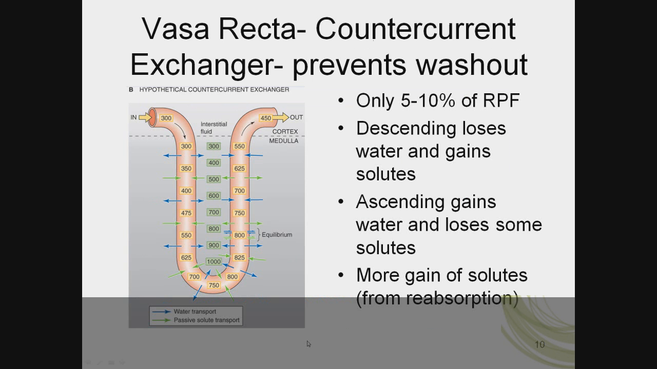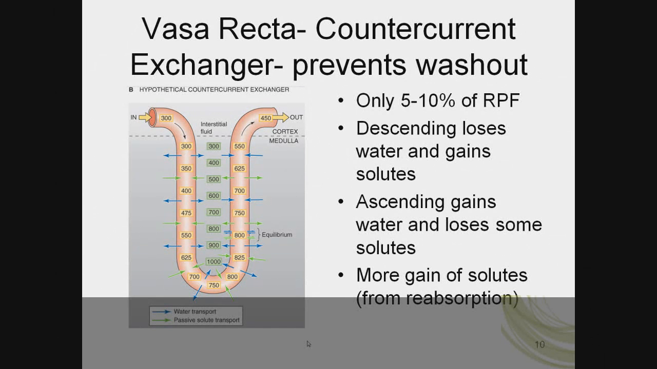The vasa recta, that stands for straight vessels. These are called your countercurrent exchanger vessels. These vessels are found along the very long juxtamedullary nephrons, the very nephrons that we have very few of. These vasa recta will collect the remaining salt and water that the collecting ducts and medullary ducts retain in the interstitial space when ADH is present.